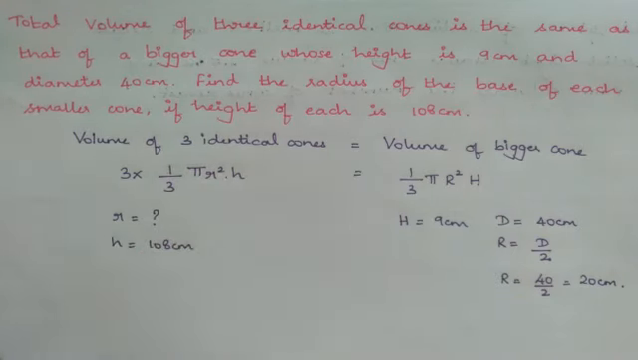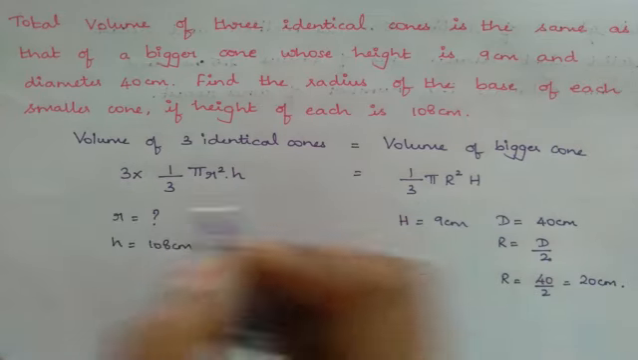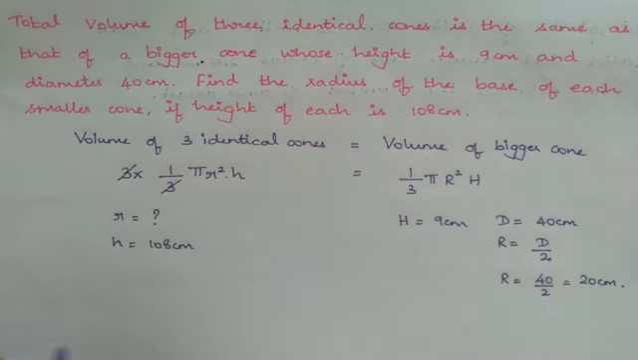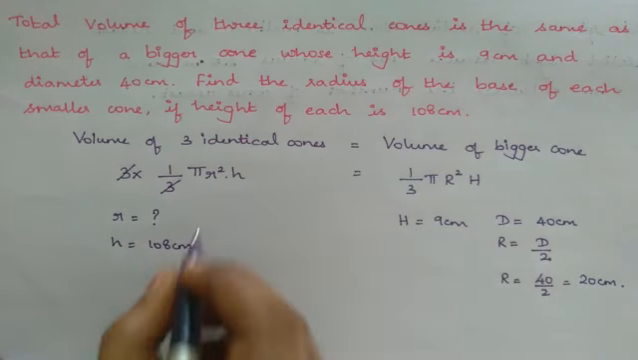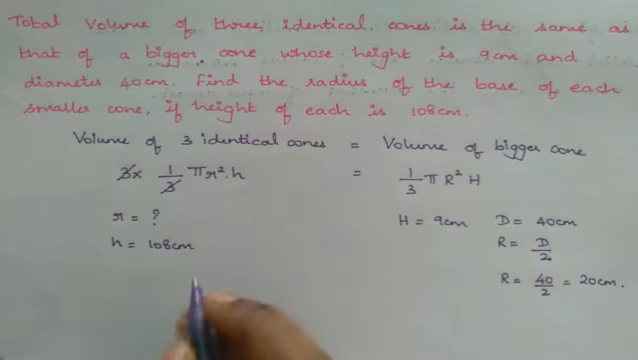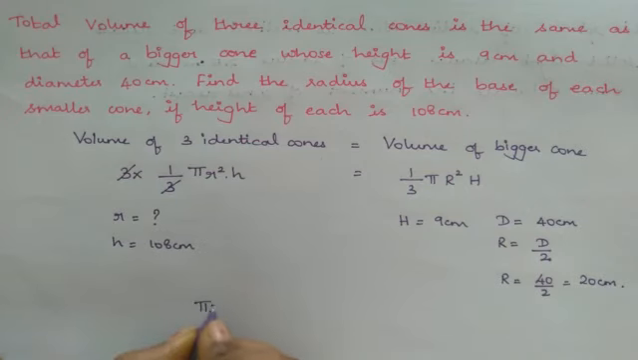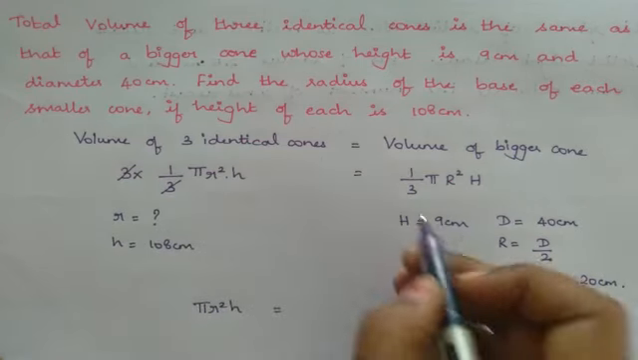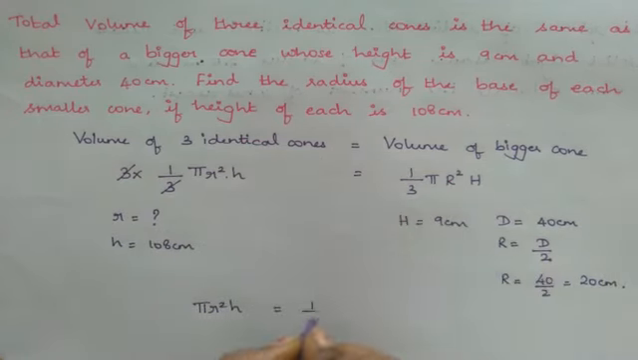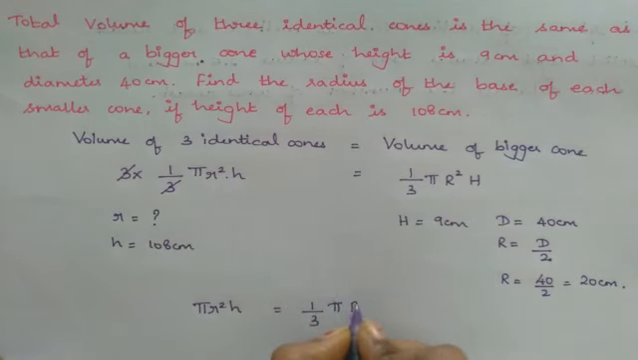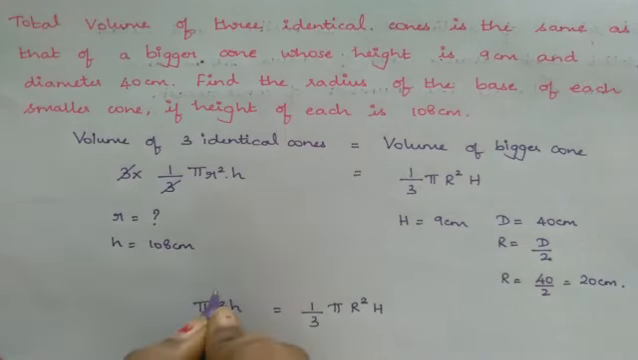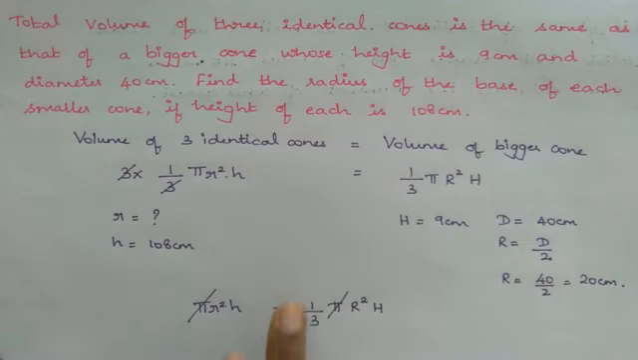Now let's simplify in the formula. In this step, 3 gets cancelled. So what else is pending? We have pi r squared h, equal to 1 by 3 pi capital R squared capital H. Now pi on both sides can be cancelled. So what else is pending? r squared h is equal to 1 by 3 capital R squared H.